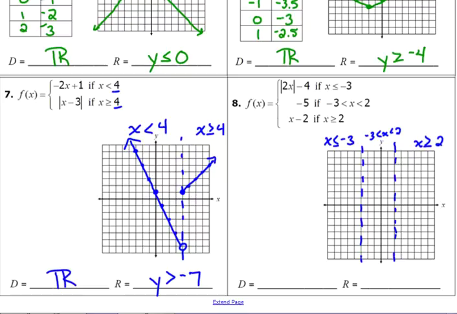So if I'm doing this completely by hand without a calculator, I'm just going to start on the far left side of my graph. This goes all the way to -8. So I'm going to plug in -8. 2 times -8 is -16. Absolute value of -16 is +16. 16 minus 4 is 12. 12 is off of our grid. So I've got to pick another one.